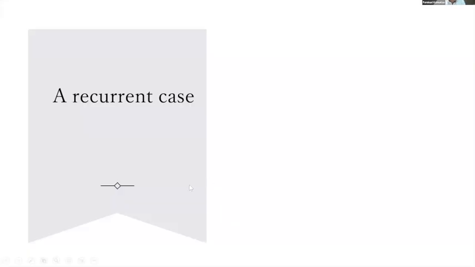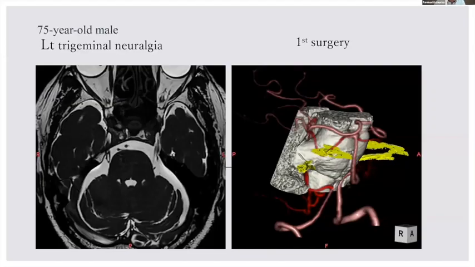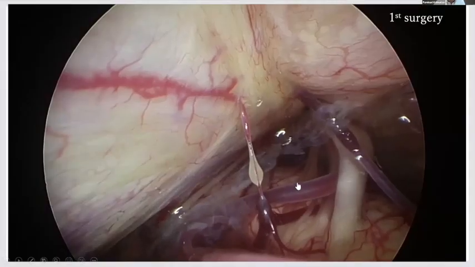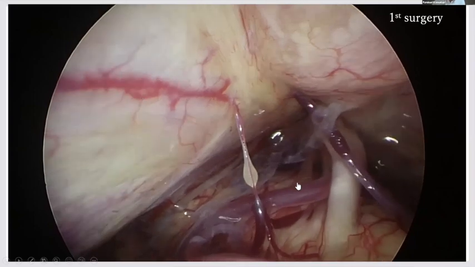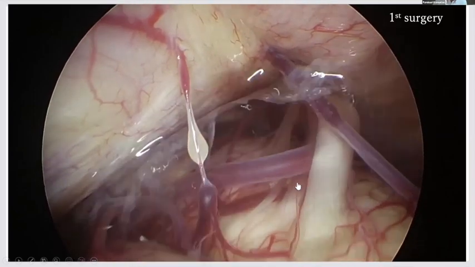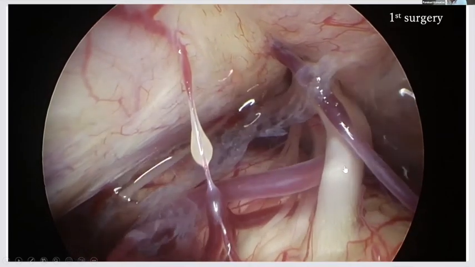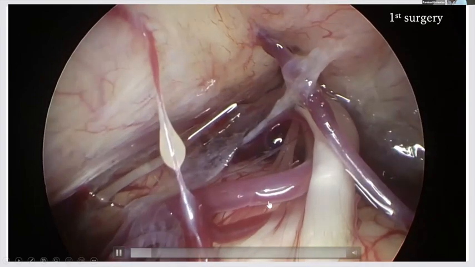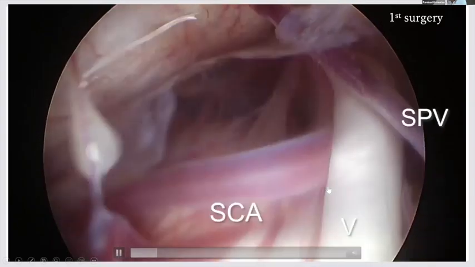So this is also a rare case, a recurrent case of left-sided trigeminal neuralgia. The SCA was the offending artery. I showed the first operation. The trigeminal nerve is compressed by the SCA severely.